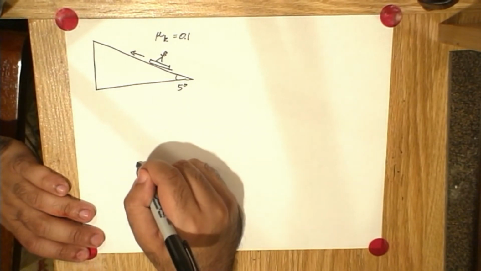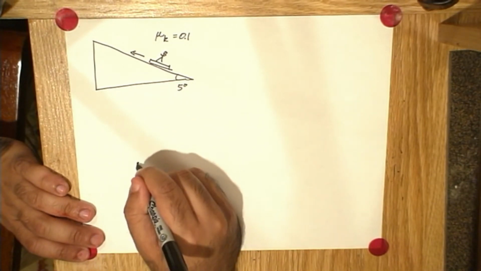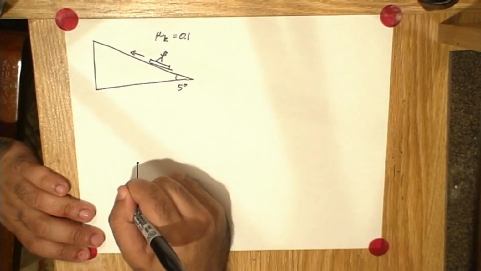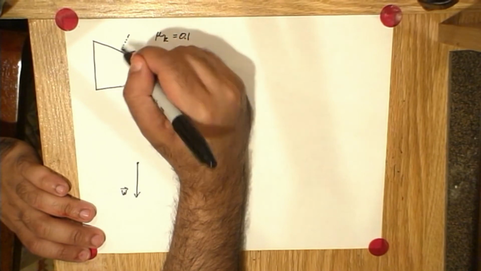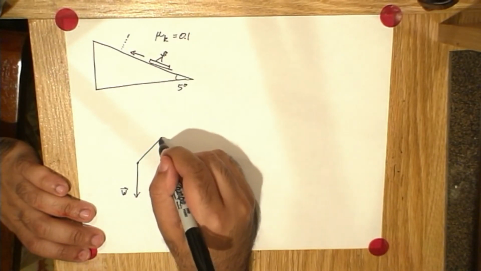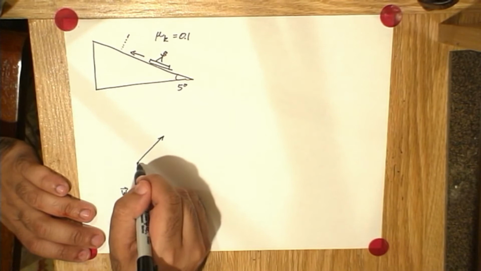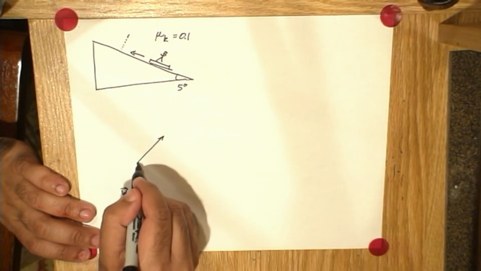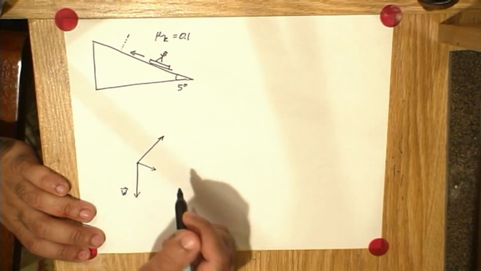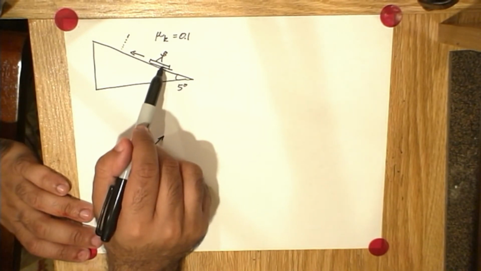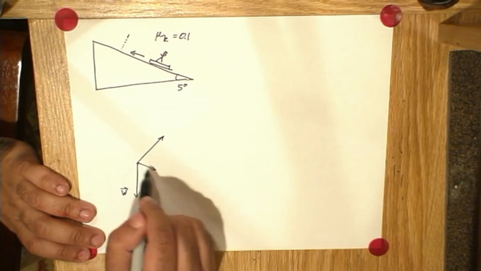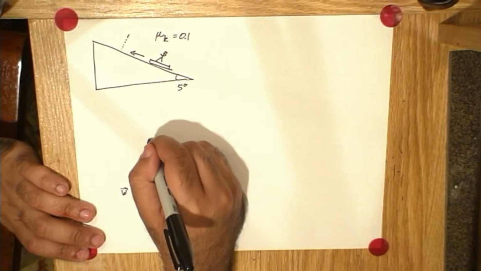So let's draw the free body diagram. There is weight pointed down. The normal force is always going to be at right angles to the surface. And the friction force is always going to point down the ramp. Or more correctly, the friction force is going to point opposite the direction of motion. Since our hero is moving up the ramp, the friction force points down the ramp.